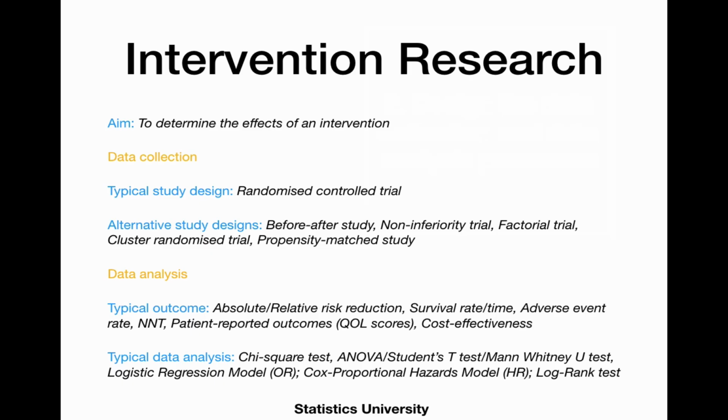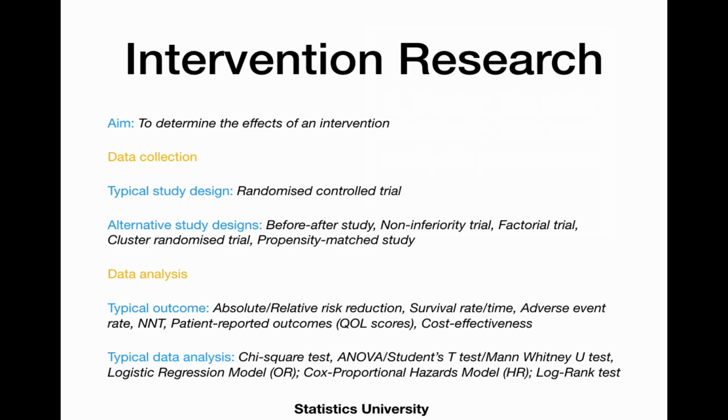The aim of intervention research is to determine the effects of an intervention. So that could be beneficial effects, but it could also be something like side effects and toxicity. Now, in the data collection, the most typical study design is a randomized controlled trial, but there are many alternative study designs that can be used, which will be discussed in detail during this lesson. Some examples include before and after studies, non-inferiority trials, factorial trials, cluster randomized trials, and propensity matched study designs.